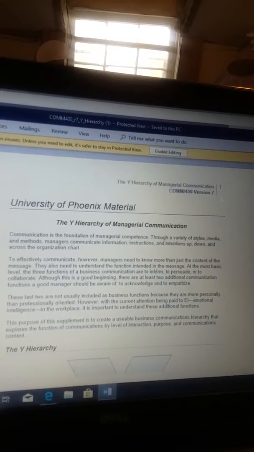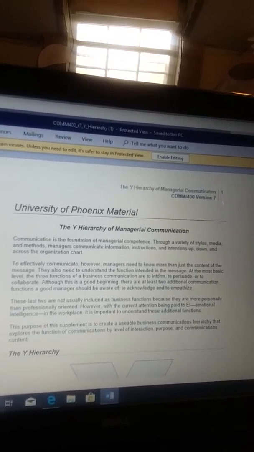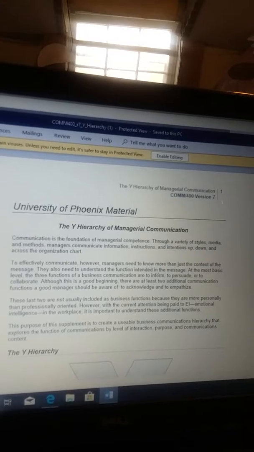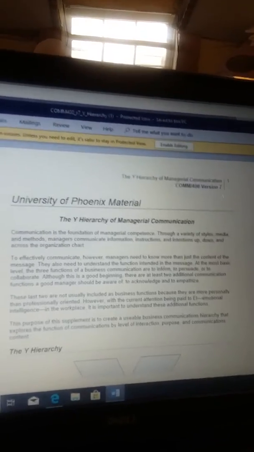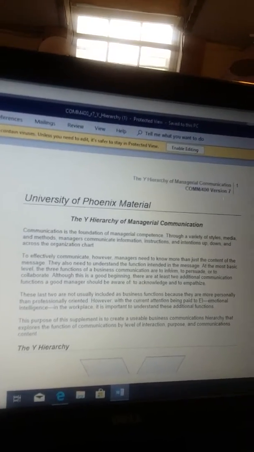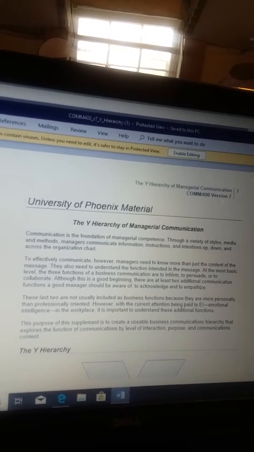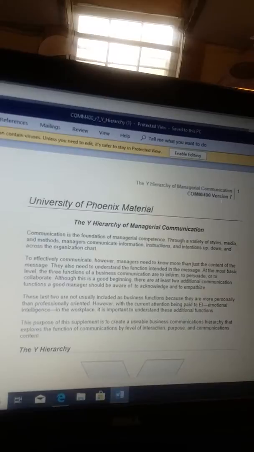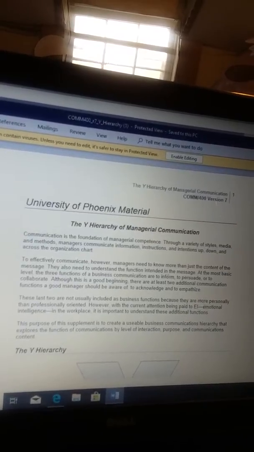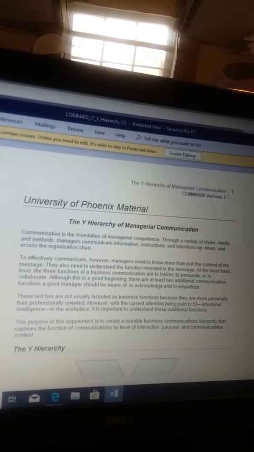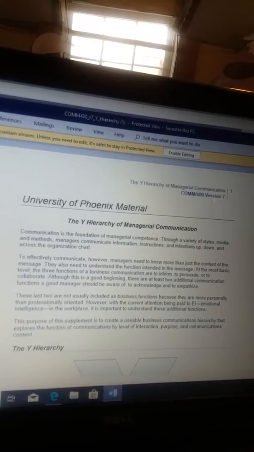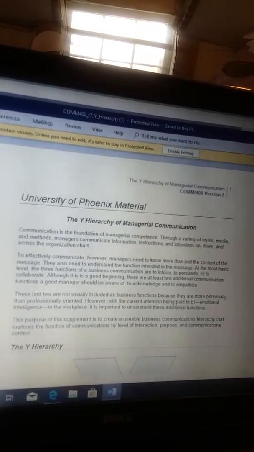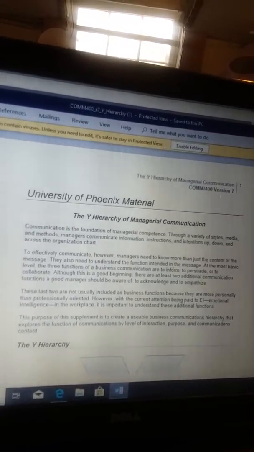However, with the current attention being paid to EI, emotional intelligence, in the workplace, it is important to understand these additional functions. The purpose of this supplement is to create a usable business communications hierarchy that explores the function of communications by level of interaction, purpose, and communications content.